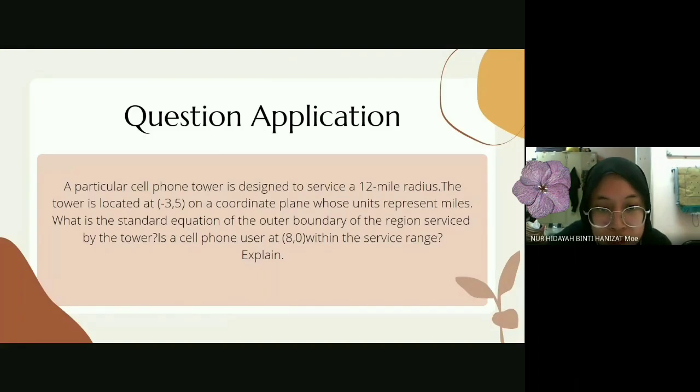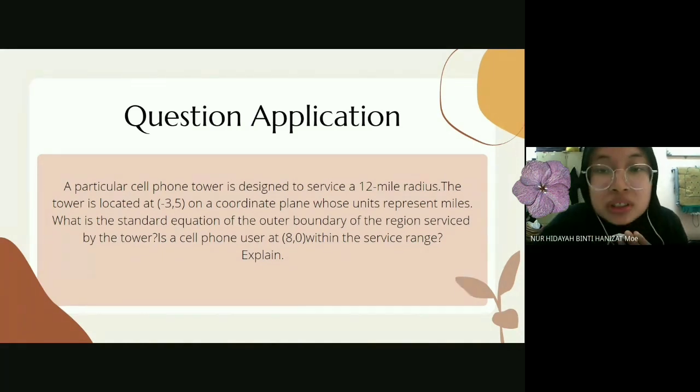So we will look at an application of the equation of a circle. A particular cell tower is designed to service a 20-mile radius. The tower is located at (-3, 5) on the coordinate plane, whose unit is represented in miles. What is the equation of the outer boundary of the area serviced by the tower? Is a user at (0, 0) within the service range?